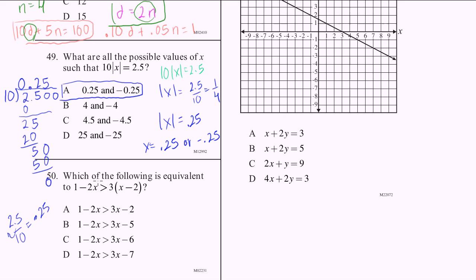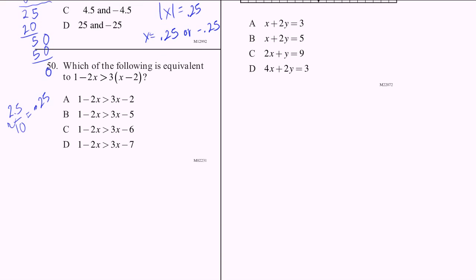Problem 50. Which of the following is equivalent to 1 minus 2x is greater than 3 times x minus 2? So let's solve this. So we have 1 minus 2x is greater than 3 times x minus 2. Or we get 1 minus 2x is greater than, let's distribute our 3, 3x minus 6. 3 times minus 2 is minus 6.